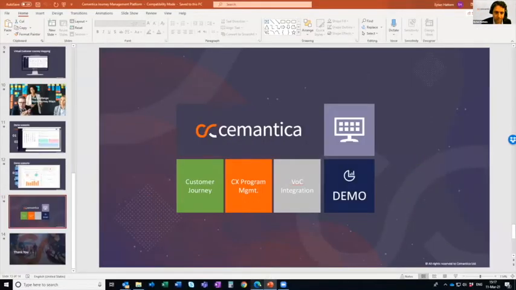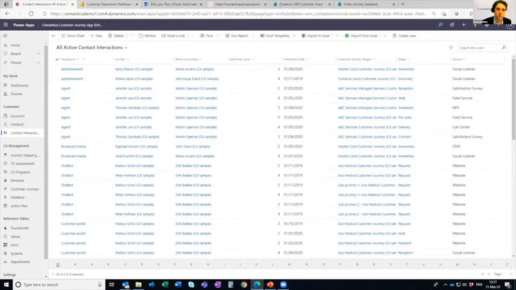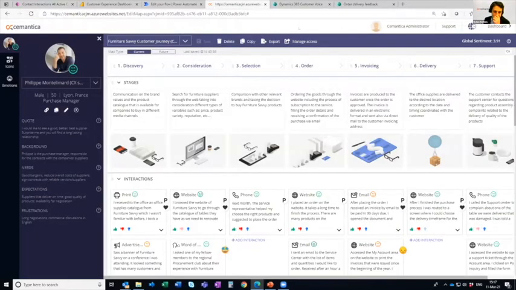VOC part. So I'm switching into the application, and here we are in the journey mapping tool of Semantica. So we have our friend Philippe Montelimar. He's a purchase manager, and Philippe is walking through this journey from discovering about the offer, then considering to buy Furniture Savvy.